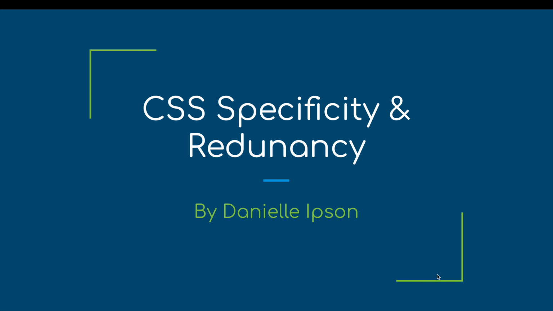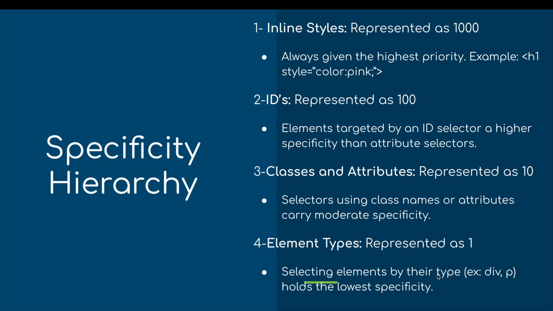The first thing to note is that if there are two or more CSS rules that point to the same element, the selector with the highest specificity value will win and its style declaration will be applied to the HTML element. So let's take a closer look at the specificity hierarchy. Number one, inline styles, are represented as 1000. They are always given the highest priority.